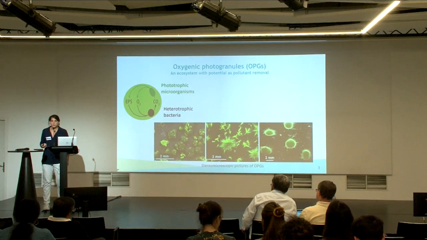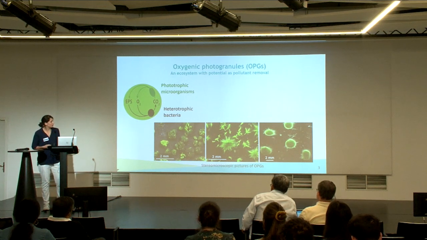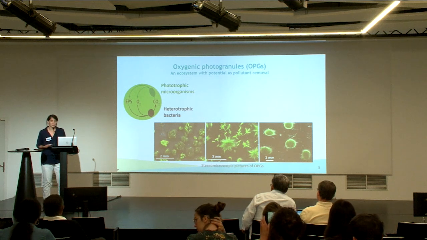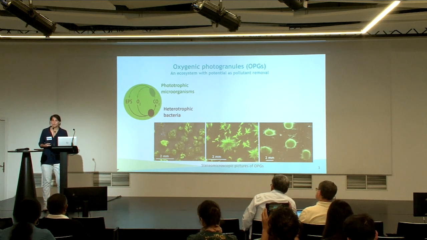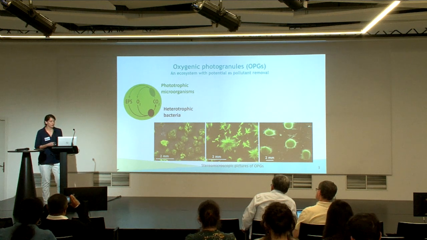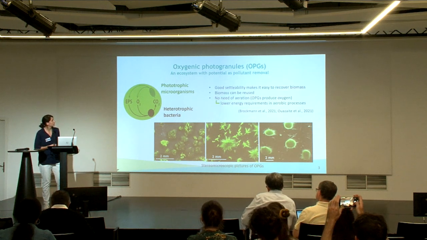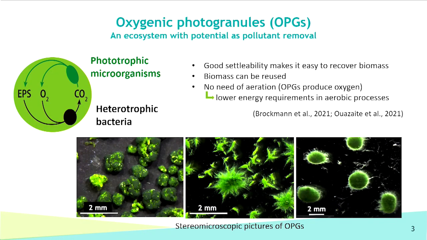In these pictures, you can see a diversity of sizes and morphologies of different OPGs under a stereo microscope. This biomass is especially interesting for several processes like wastewater treatment, because it has some interesting characteristics like good settleability that makes biomass recovery easier. Also, the biomass can be reused. And as they produce oxygen, there is no need for external aeration, and that means a lower energy requirement in the aerobic processes.